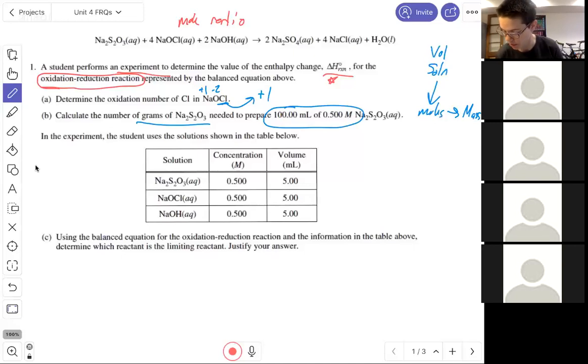So which number are you starting with? 100 milliliters. Yeah. So that's the setup. Figure out what goes where. I'll be nice and give you the molar mass of the sodium thiosulfate to save you time.